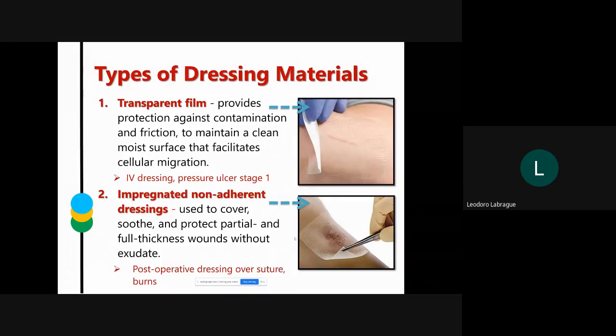Okay, now, these are basically the materials that you need to use when you dress the wound. We call them dressing materials. So what are the different dressing materials that you might apply to the wound? These are the basic dressing materials that we have in the hospital. I want you to look at the first photo. See? The wound is covered by a transparent material. We call it transparent film.